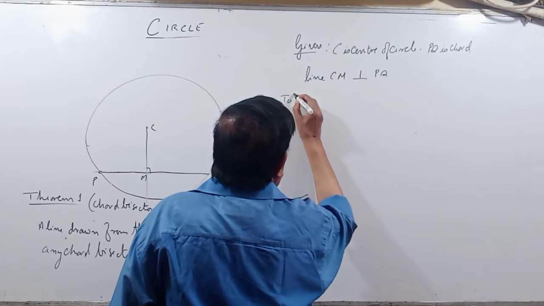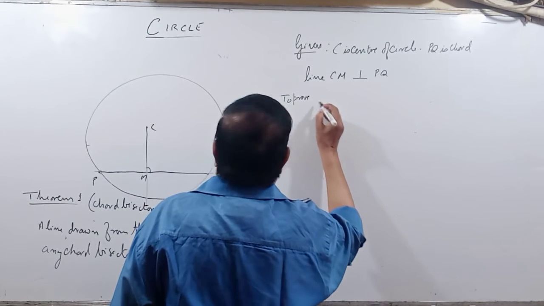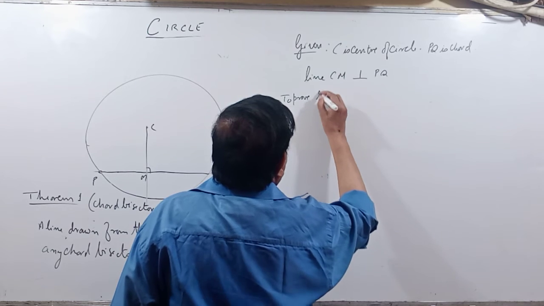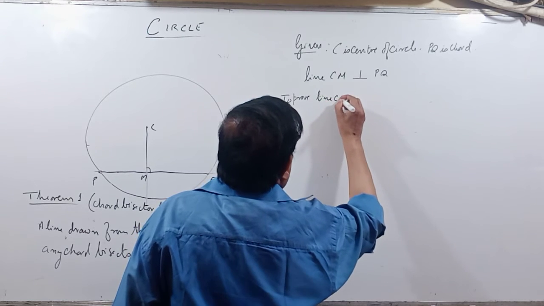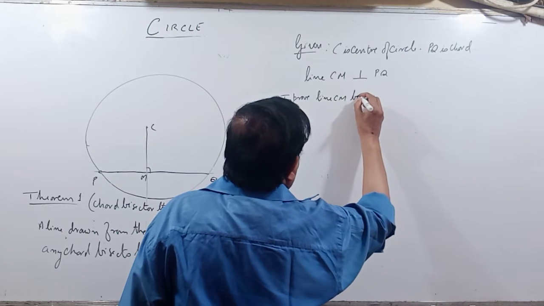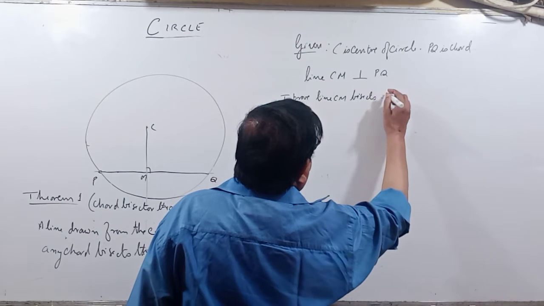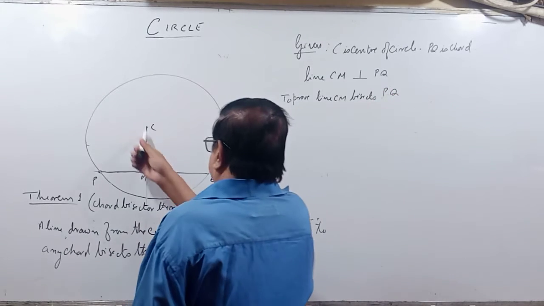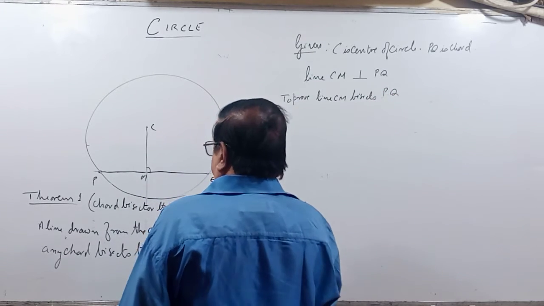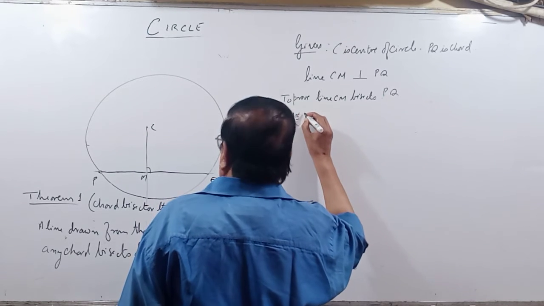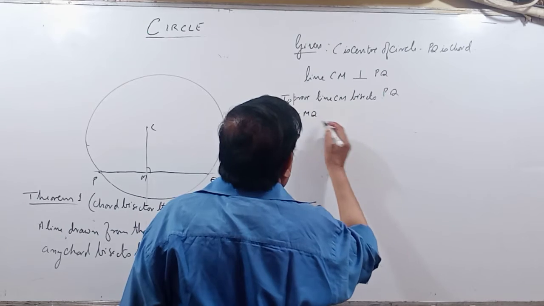To prove: line CM bisects PQ. This line bisects PQ, मतलब PM congruent to MQ. That is what we have to prove.